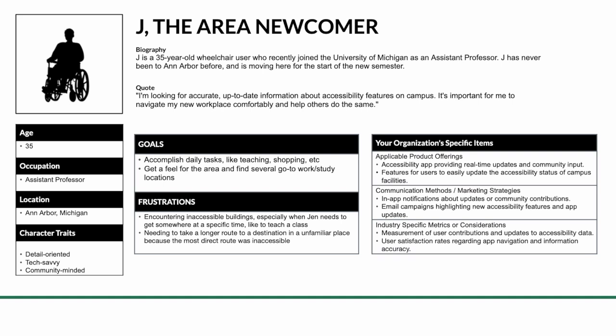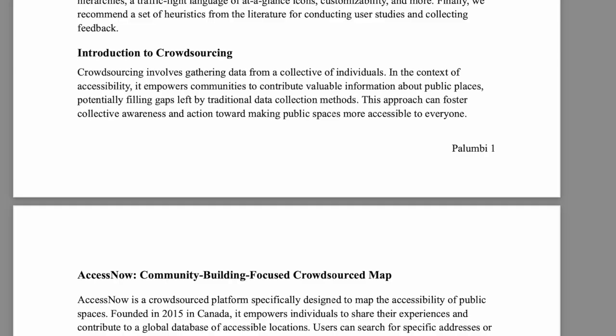Hello, I'm going to be talking about some of the planning and preliminary work we did before starting development of Pathwise. Here, our primary persona is a person named Jay, who has recently moved to Ann Arbor and would like a convenient and up-to-date way to view accessibility information about buildings in the area. Jay is detail-oriented, tech-savvy, and community-minded. Returning to this persona throughout development helped us center the experiences of the user.